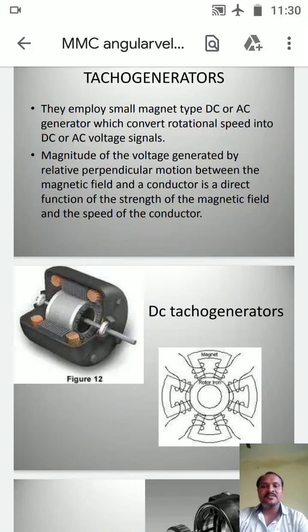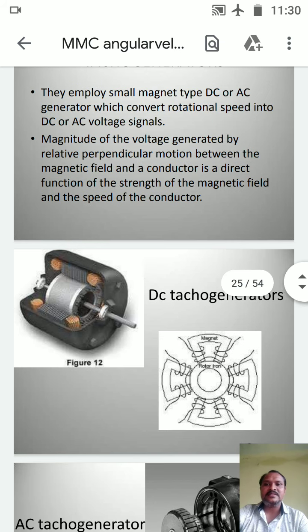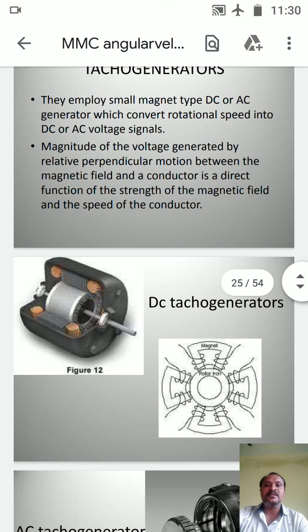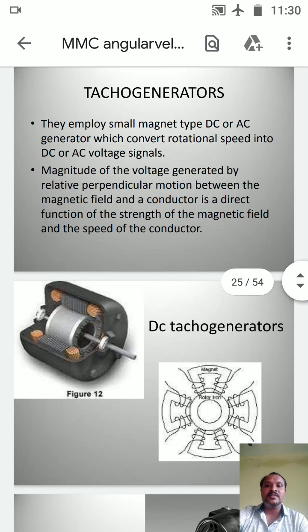Okay, welcome back, friends. So let us move on to the next topic, that is the tacho generators. As in the previous class, we discussed the tachometers to find out the angular velocity. Now this is the further part, that is the tacho generators. Here the tacho generators employ a small magnetic type, that is a DC or AC generator.